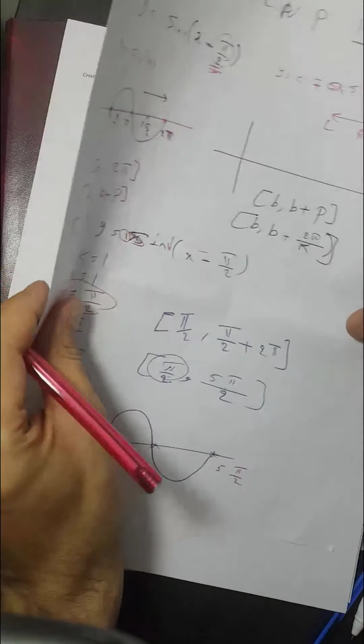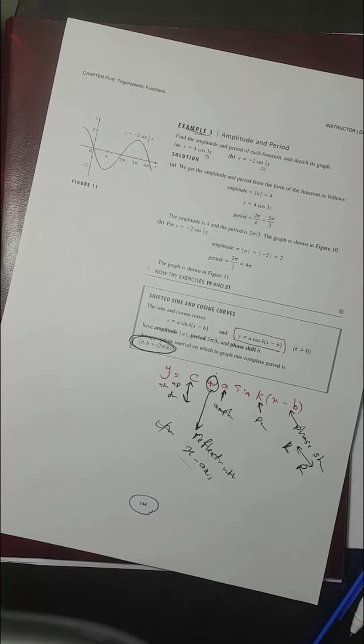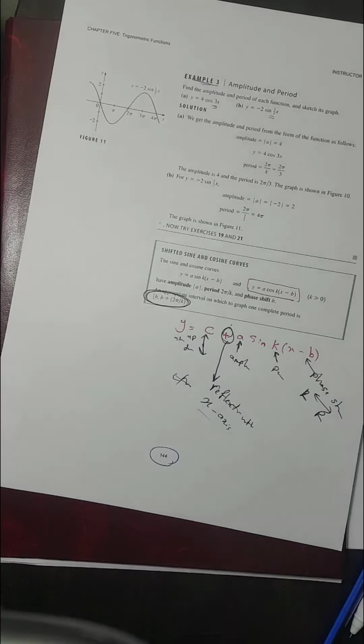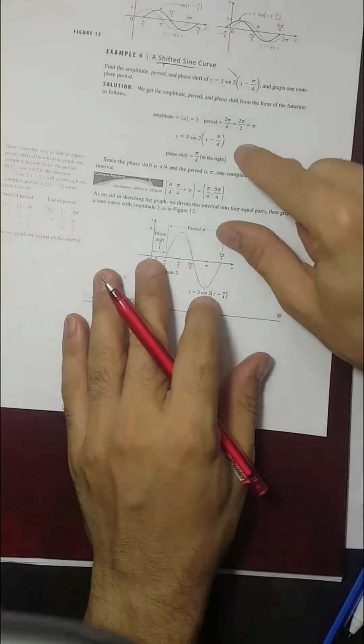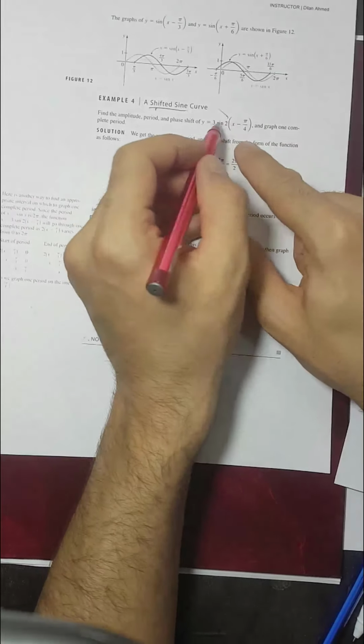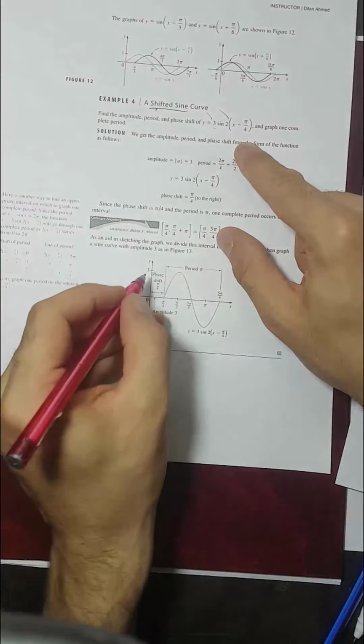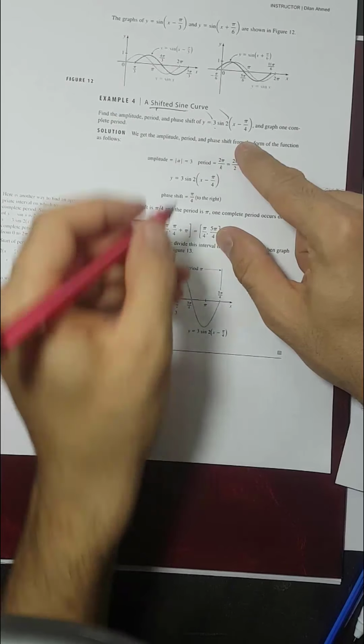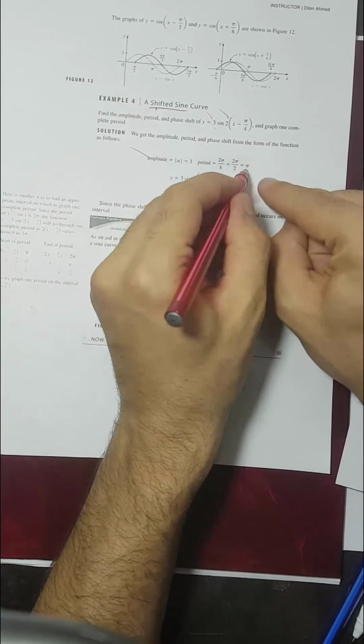So I'm going to sketch or find another example, and I'm going to show you this example. In this example, you have 3. Here's 3, and here's minus 3, which is my amplitude. So that's why you have 3.